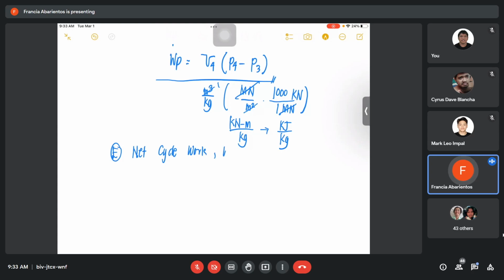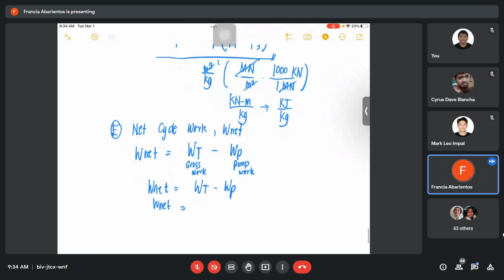We have the net cycle work. So, you compute for this using the work of the turbine minus the work of the pump. Okay. So, this is now the gross work minus the pump work. So, nasa-solve mo to class using this. Alam naman natin that the work of the turbine is H1 minus H2, minus the work ng pump.